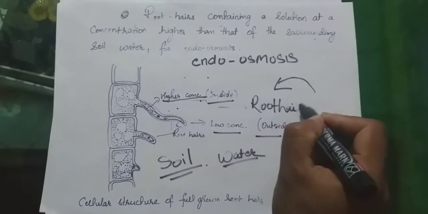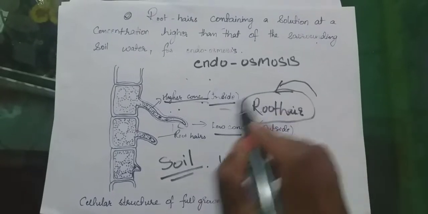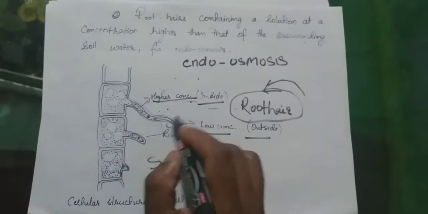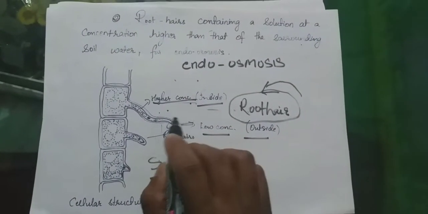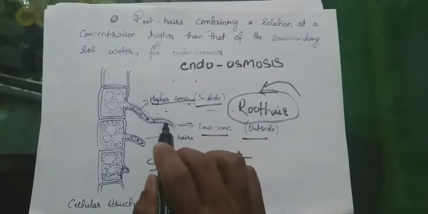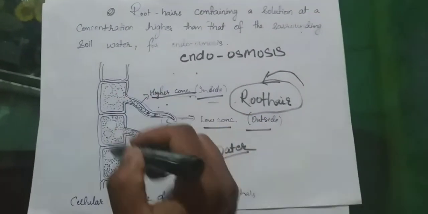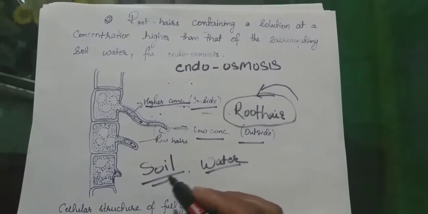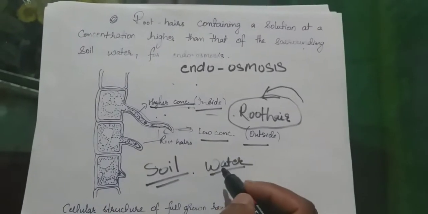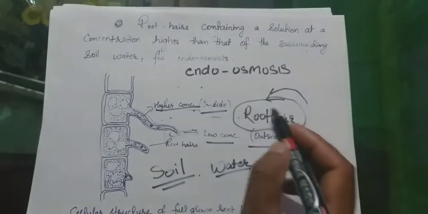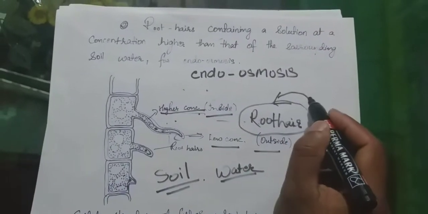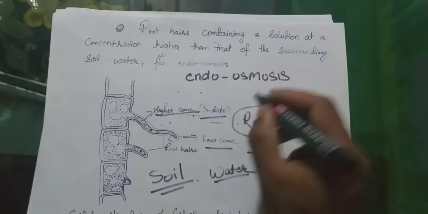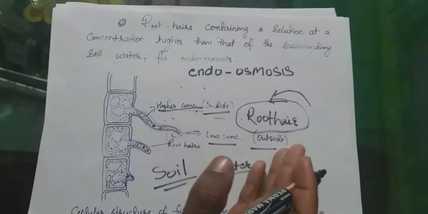The water molecules get inside the root hair in order to maintain the concentration, or in order to reach equivalence. Equivalent means the same concentration inside and outside the cell. But in this case, the root hair constantly maintains a higher concentration than the soil. As a result, water will constantly get inside the root hair, and get inside the root.